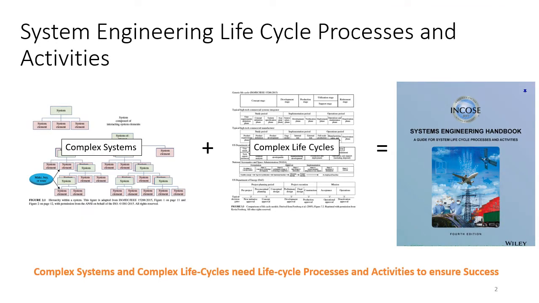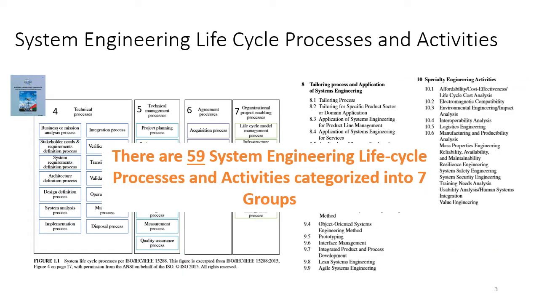As we said in the introductory videos, the INCOSE System Engineering Handbook defines the system lifecycle processes and activities that provide a structured approach to developing systems that are themselves inherently complex and are developed and deployed in very complex life cycles. Within the System Engineering Handbook, there are 59 system engineering lifecycle processes and activities, organized into 7 categories. This video deals with the architecture definition process in section 4, known as the technical processes.